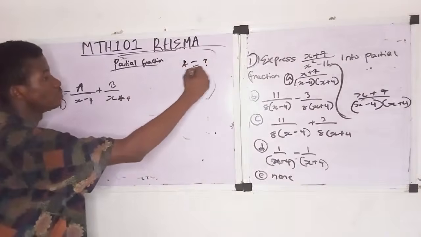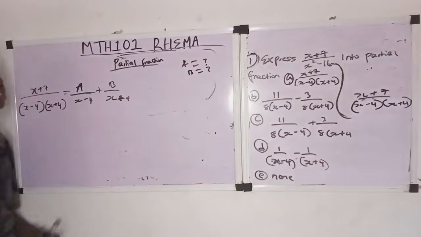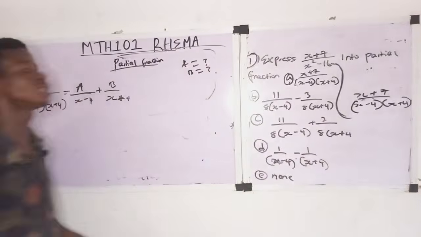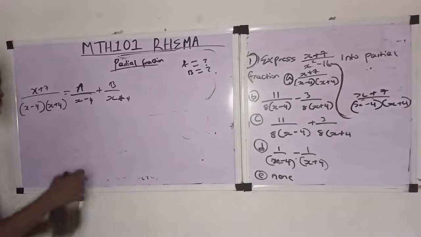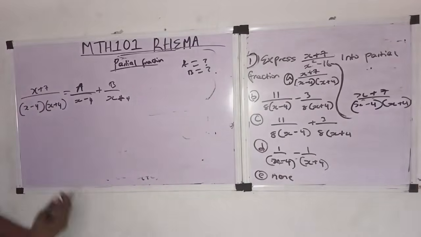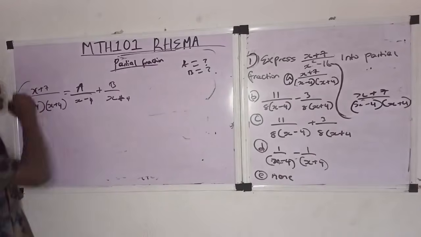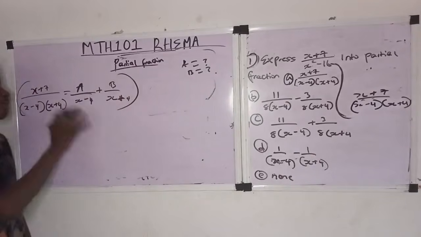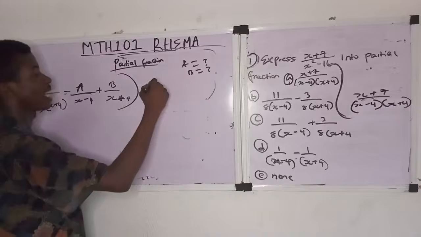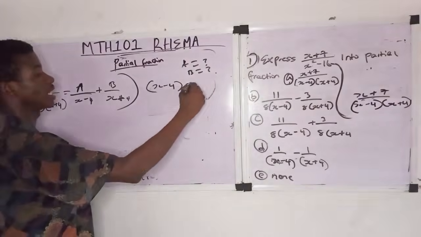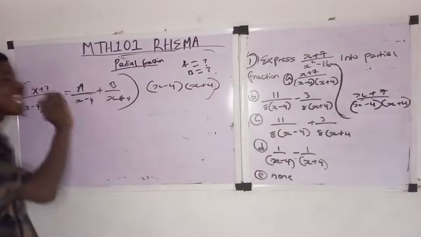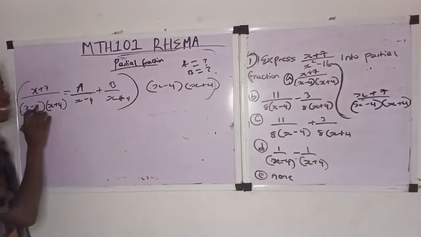We don't know A. We don't know B. So how are we going to look for A? Let's say we want to look for A, it's very easy. What I'm going to do next is multiply everything by (s minus 4) and (s plus 4), we multiply everything by this denominator.